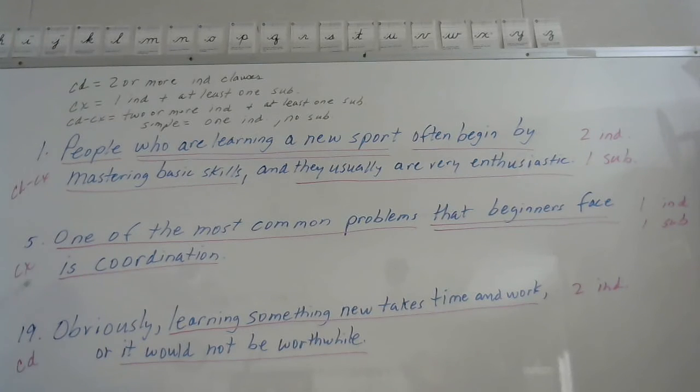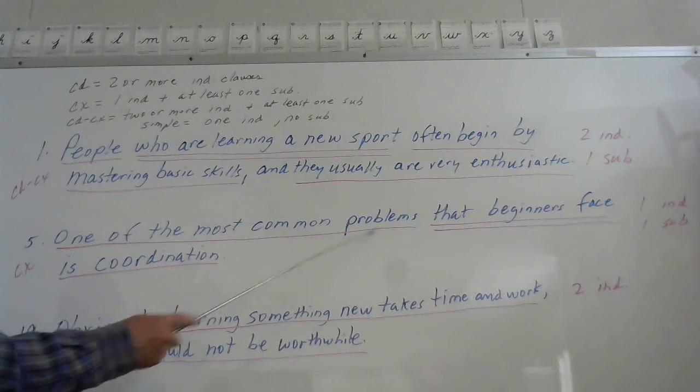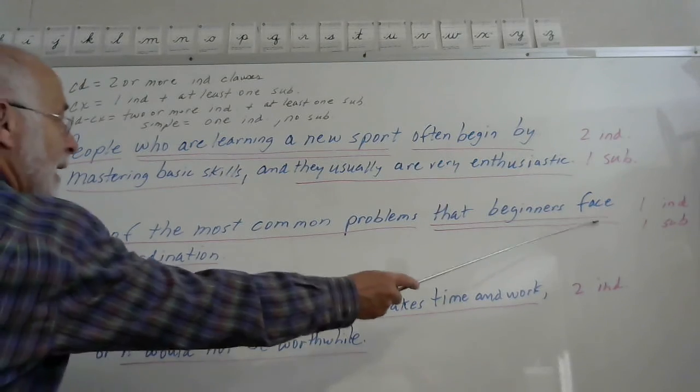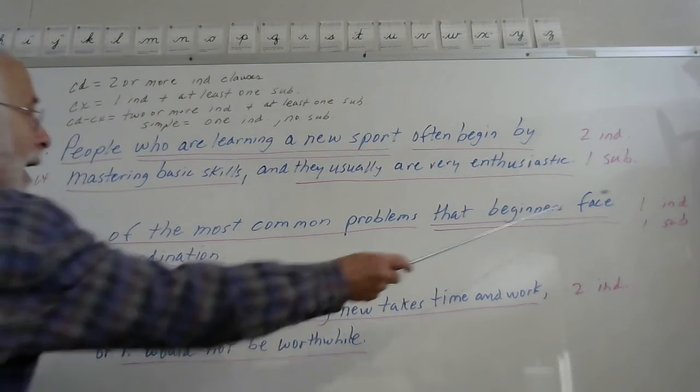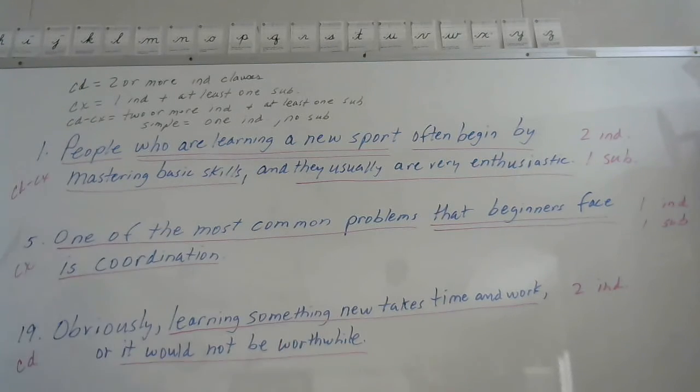Here's a complex. Remember, complex has one independent and at least one subordinate. One of the most common problems that beginners face is coordination. Here's my independent clause, my sentence. One of the most common problems is coordination. Well, it's describing what kind of problems that beginners face. Notice this is my subordinate clause. I have one independent, one subordinate, so this is a complex sentence.